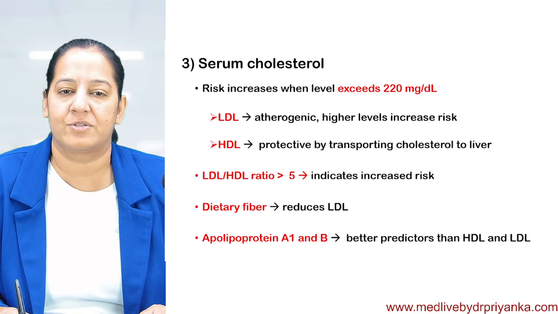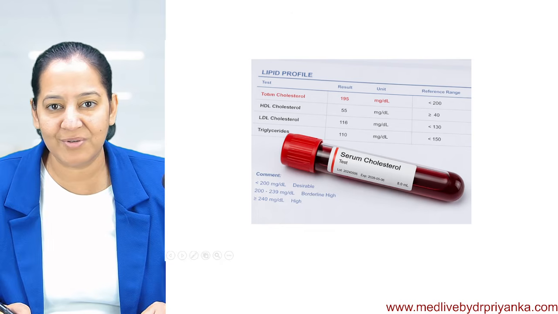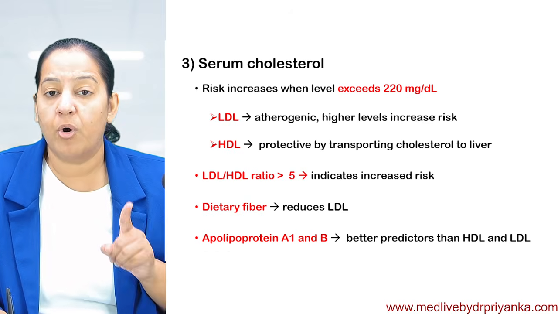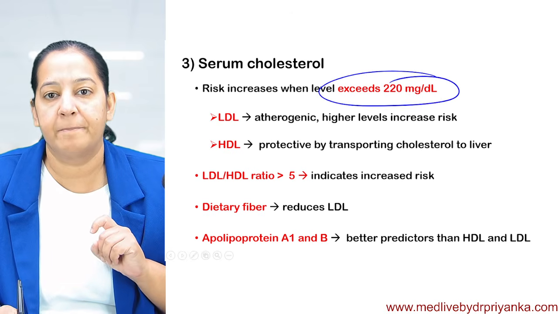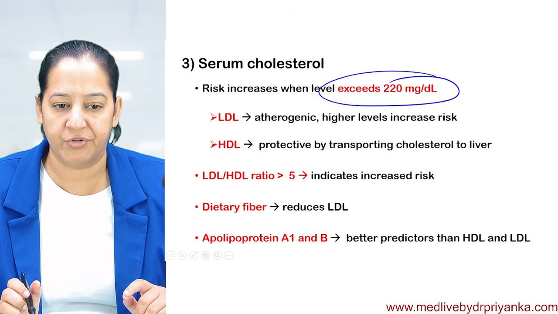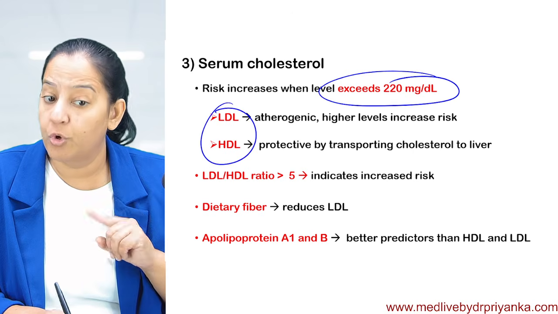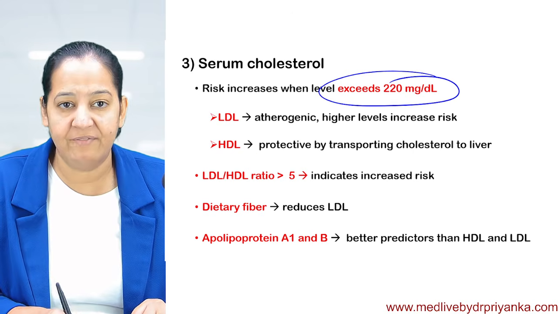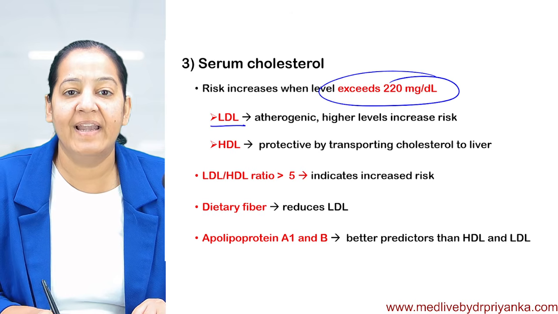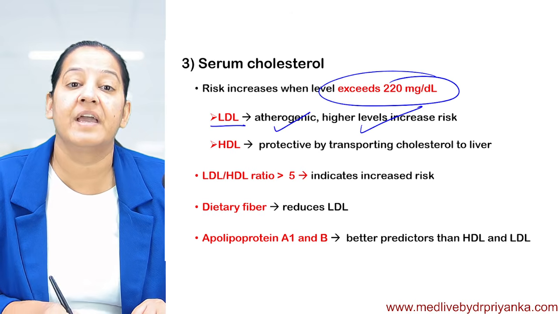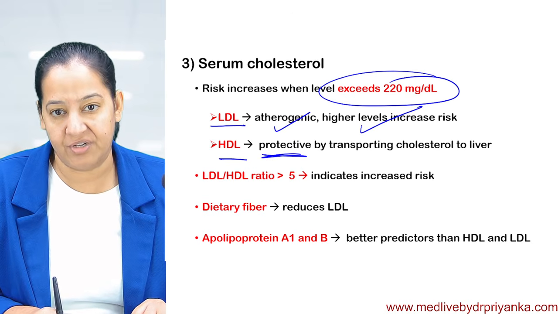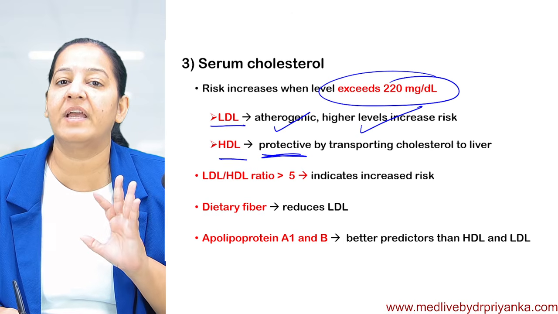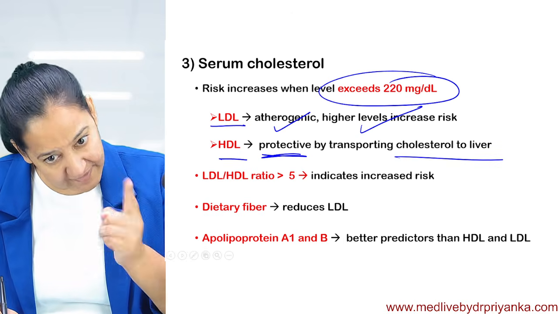The next is serum cholesterol. Obviously, if serum cholesterol is more, atherosclerosis is more. If the cholesterol level is more than 220 milligram per deciliter, there is a high risk of CAD in the future. Okay. There are two types of cholesterol, good cholesterol and bad cholesterol. LDL is bad and HDL is good. LDL is atherogenic. It increases the risk of CAD. HDL is protective in nature. It protects against CAD by transporting cholesterol to the liver, so blood levels will fall.